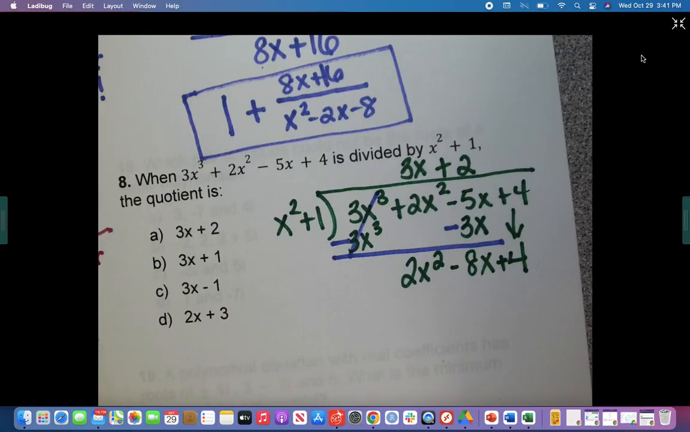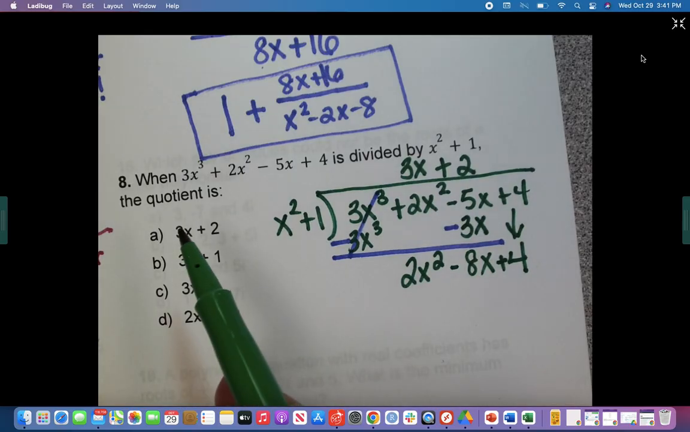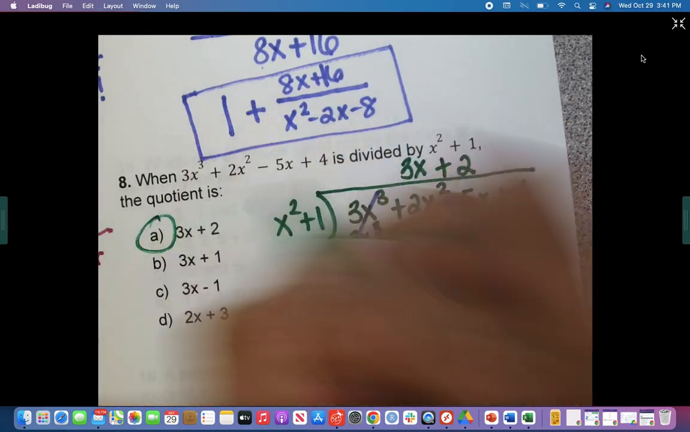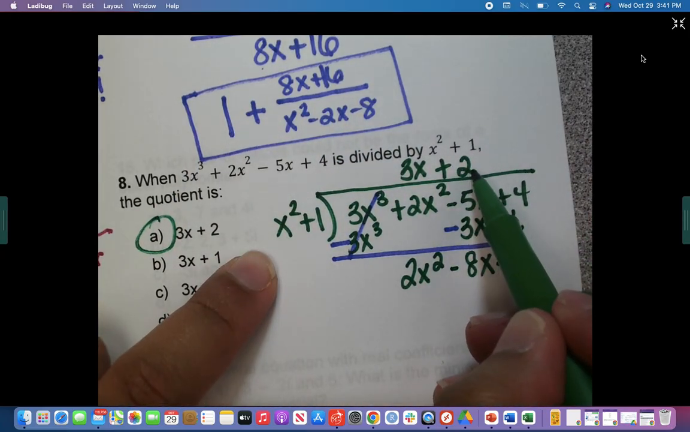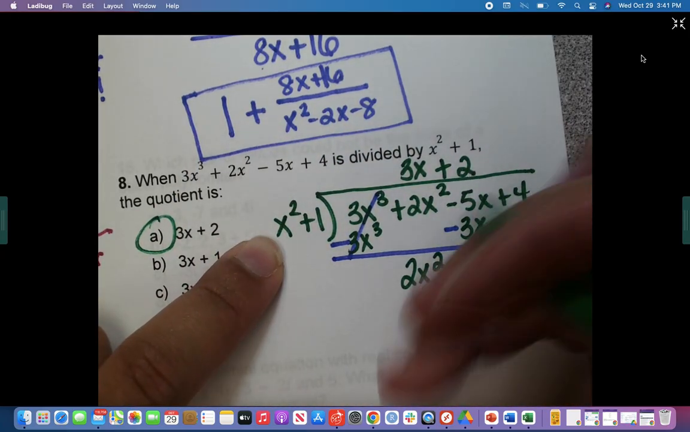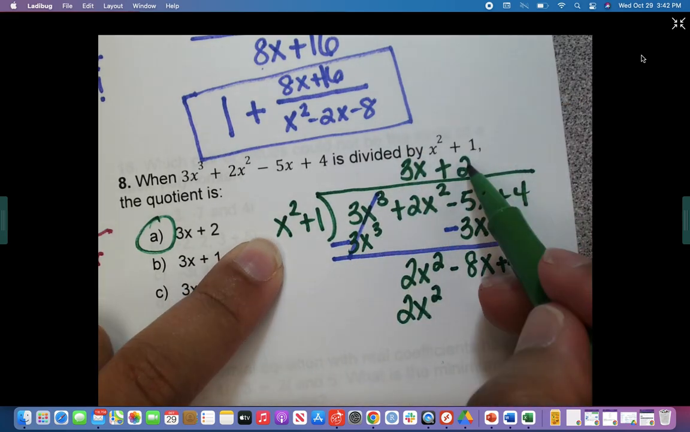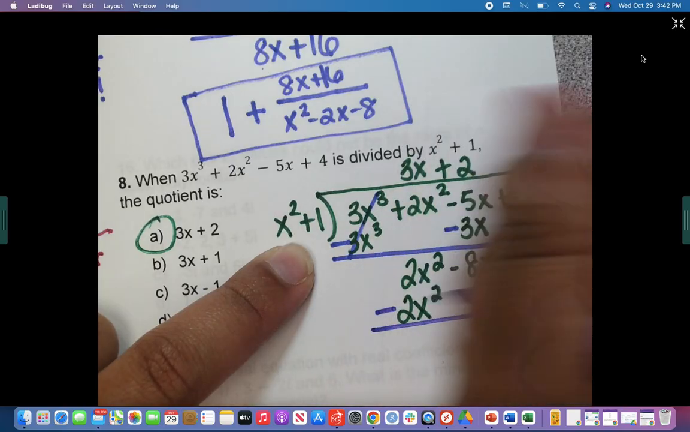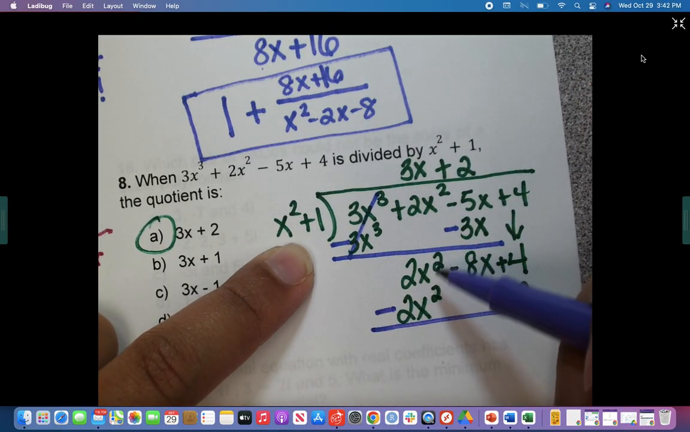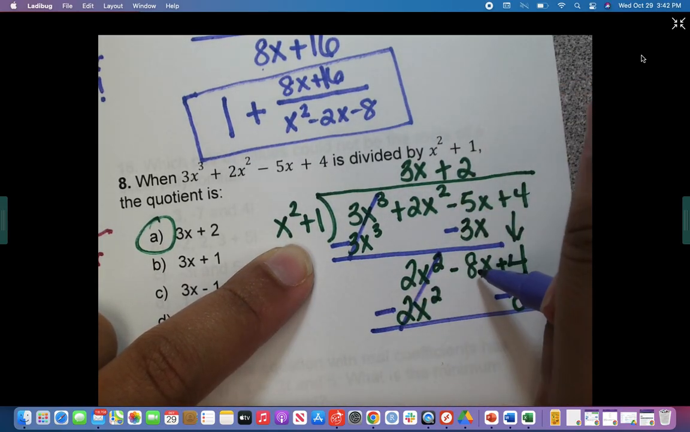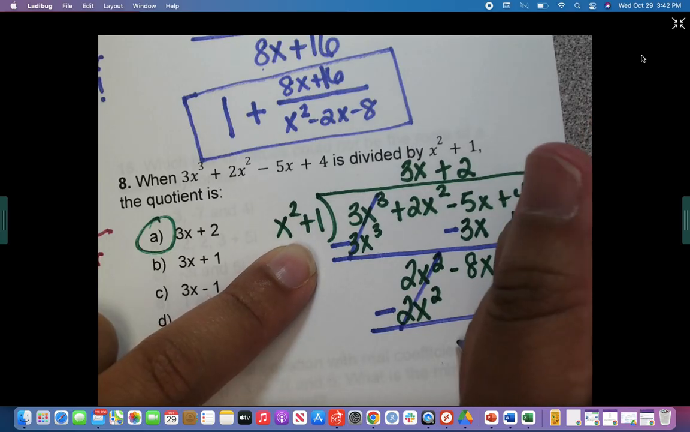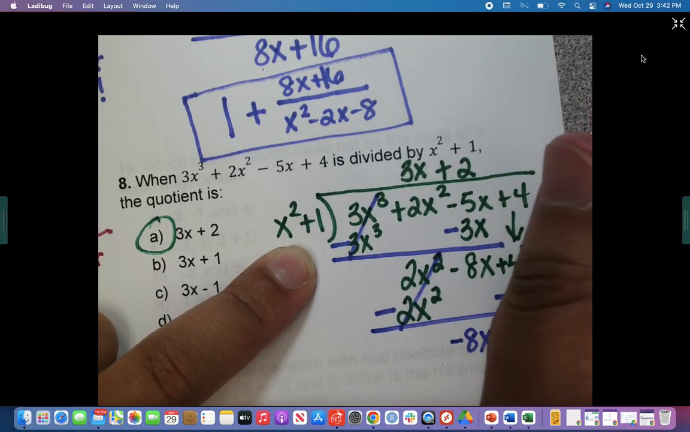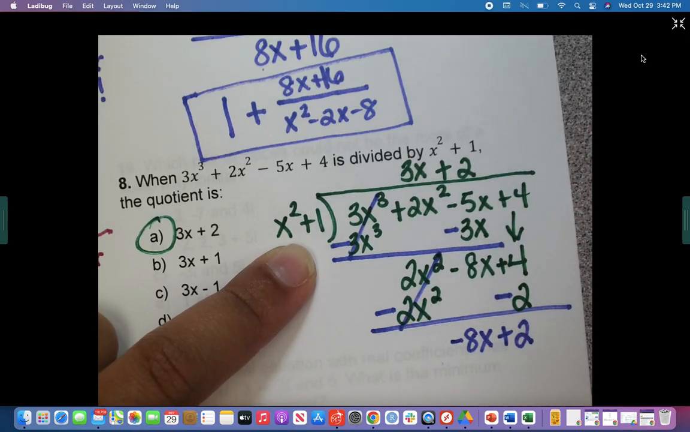And honestly, from there, we don't have to do any more because it asks for the quotient, not the remainder. So that's going to be 3x plus 2. But I will go ahead and finish this out. So then I would do 2 times x squared, which is 2x squared. 2 times 1, which is 2. Draw my line, change my signs. 2x squared is going to cancel. Nothing to put with that, so that's just going to drop. And then 4 minus 2 is 2. So that right there would be your remainder.